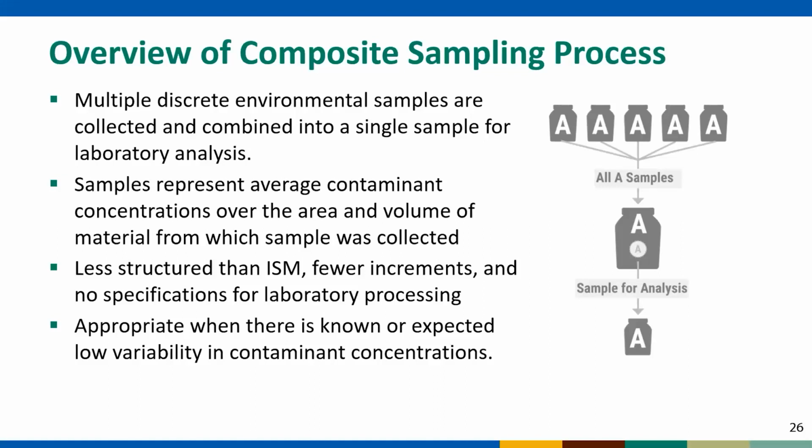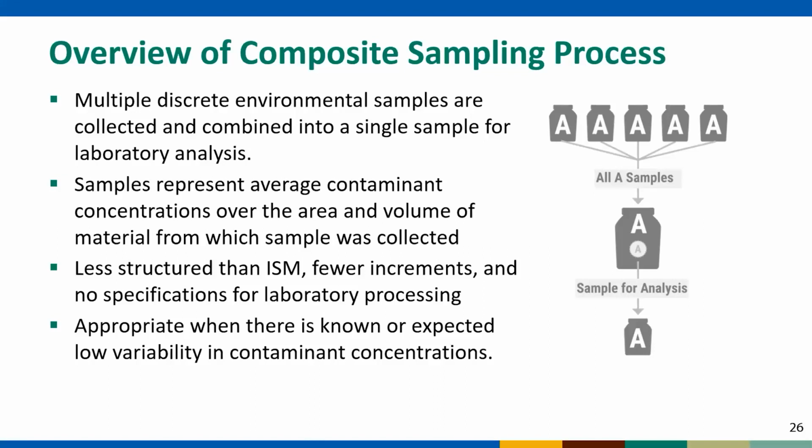In this figure, there are 5 grab samples represented by 5 small jars, each labeled A. Those would then be combined into the larger jar, also labeled A. And then an aliquot would be taken from that larger sample jar to be analyzed by the lab. Composite samples can represent average concentrations over an area and volume of material from which the grab samples are collected.